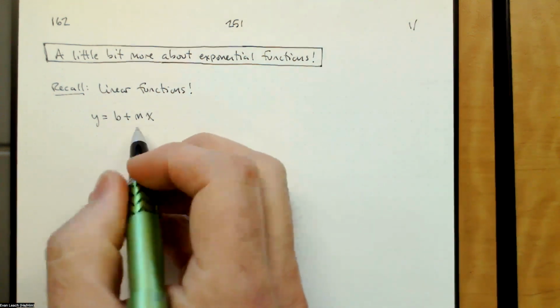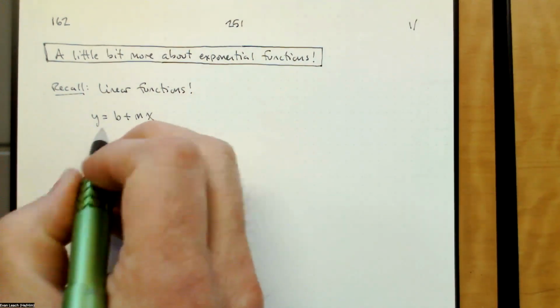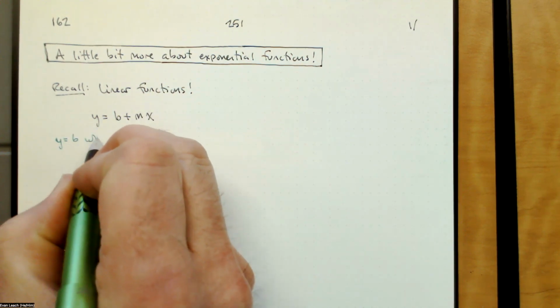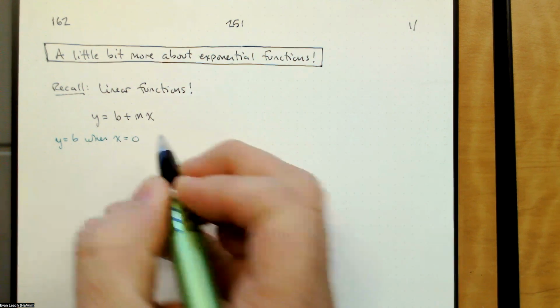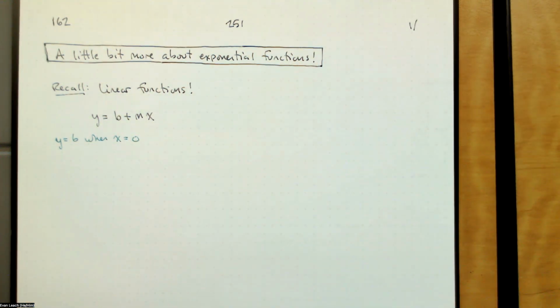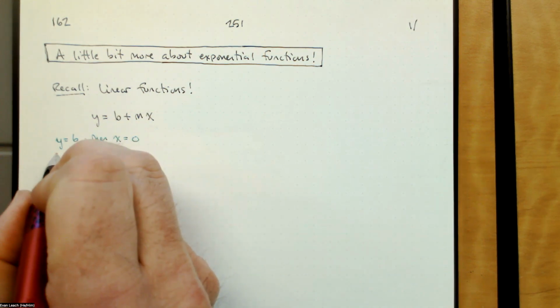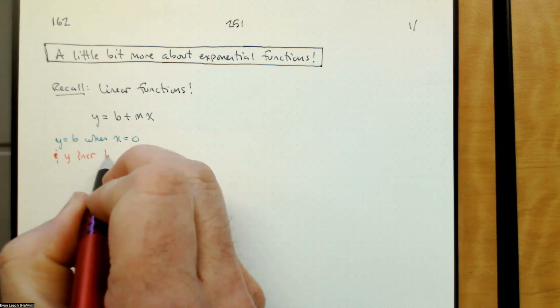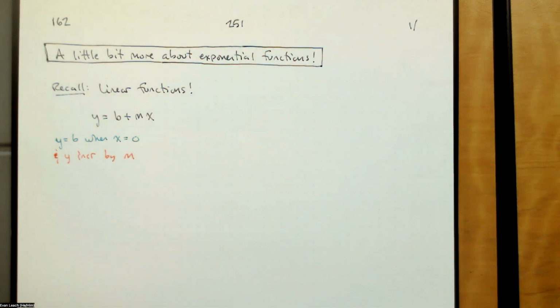The reason I write this is that this is the order that we think about it. Y equals b when x equals 0, and y increases by m every 1 unit, or when x increases by 1.